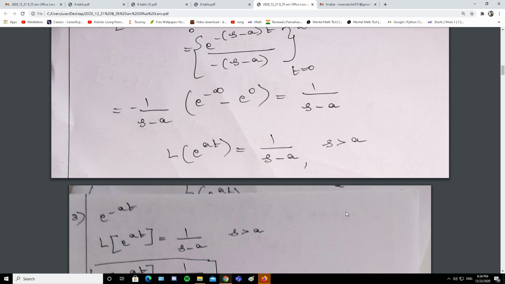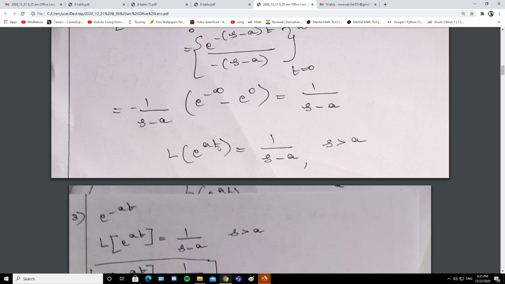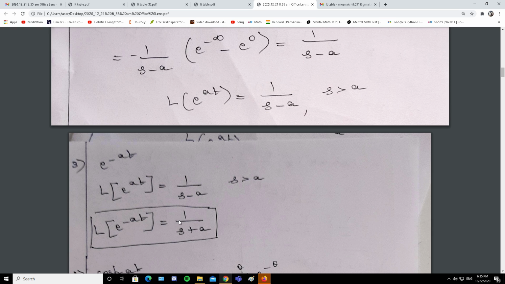Now similarly, if you replace a by minus a, we have Laplace of e power minus at as 1 by s plus a. In the same proof, if you replace a by minus a, you have the Laplace of e power minus at as 1 by s plus a. So if you are asked to write the proof of e power minus at, write the proof of the second one, and in the last step, replace a by minus a. So Laplace of e power at is 1 by s minus a. Laplace of e power minus at is 1 by s plus a, where s is greater than a.